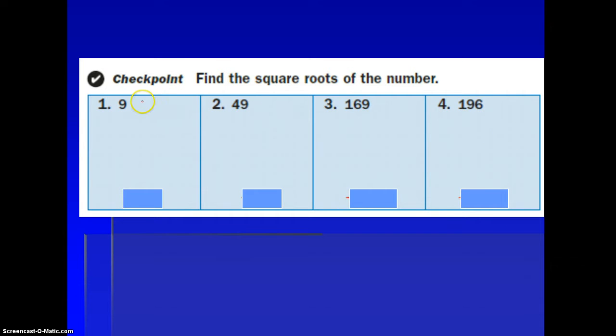Find the square roots of these numbers. Remember, you're finding the square root. So you're trying to think of a whole number that when multiplied by itself equals 9. They told you what to do, so they didn't put the symbol. You're finding a single number that when multiplied by itself equals that number. Pause the video, try 1 through 4. Raise your hand and see Mrs. Shea to check your answers.